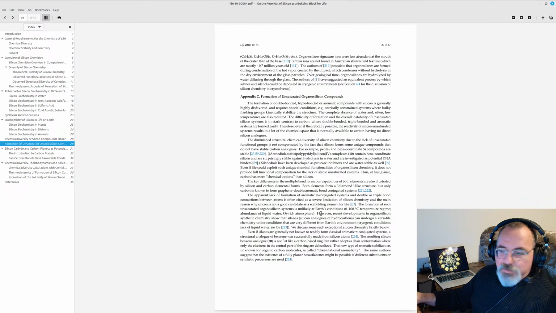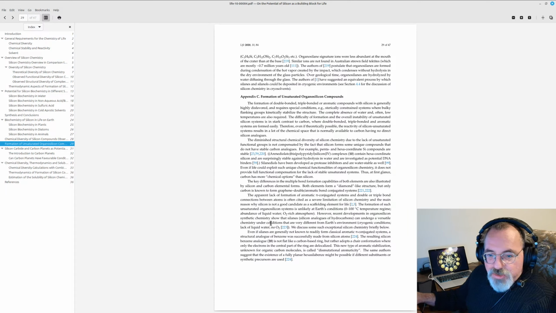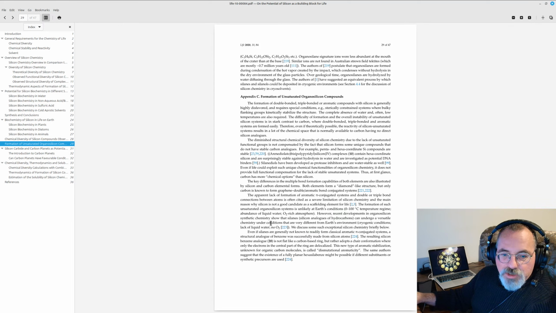However, recent developments in organosilicon synthetic chemistry show that silanes, silicon analogues of hydrocarbons, can undergo a versatile chemistry under conditions that are very different from Earth's environment. Cryogenic conditions, lack of water, no O2. We discuss some such exceptional silicon chemistry briefly below.